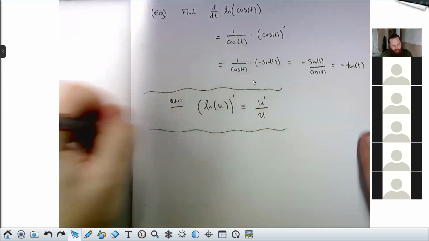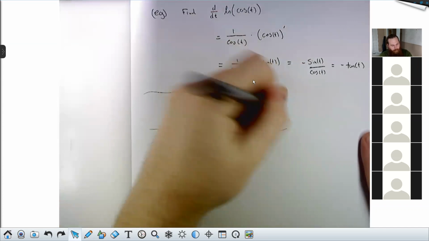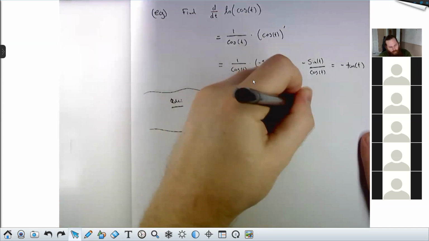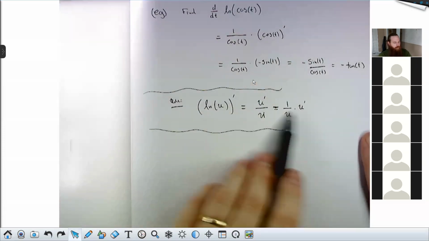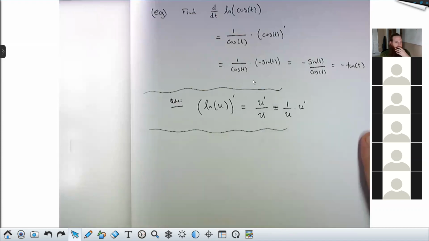This is just the chain rule, right? That's really all it is. The more natural way to think of it in terms of the chain rule is it's 1 over u times u prime, but you can always move this u prime upstairs. So most people think of it like this.